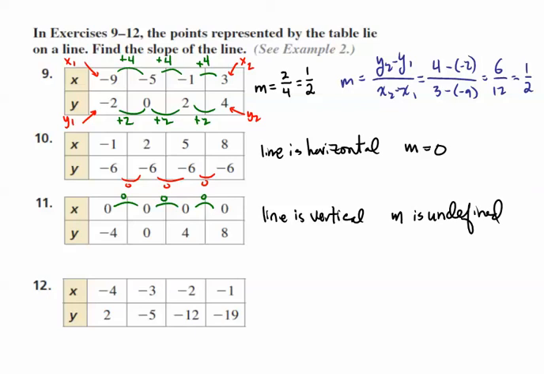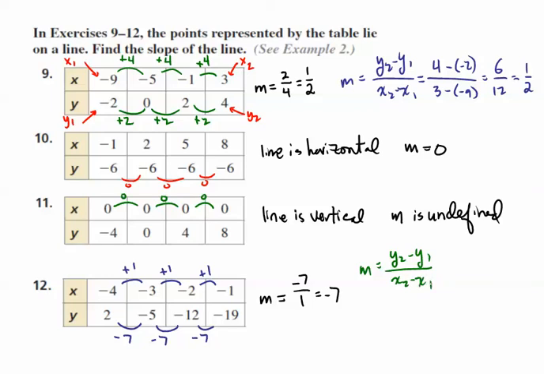Following this, number 12, we have change in x's that appear to be going up by 1, up by 1, up by 1. Change in y's are going down by 7, down by 7, down by 7, and so the slope is the change in y over the change in x, which should be a -7. If we wanted to use our formula here, m is equal to y2 minus y1 over x2 minus x1.